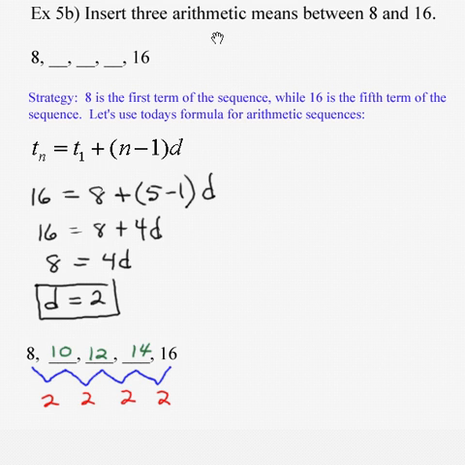All right, so that's our look at using the formula for arithmetic sequence in many different situations, including finding arithmetic means.